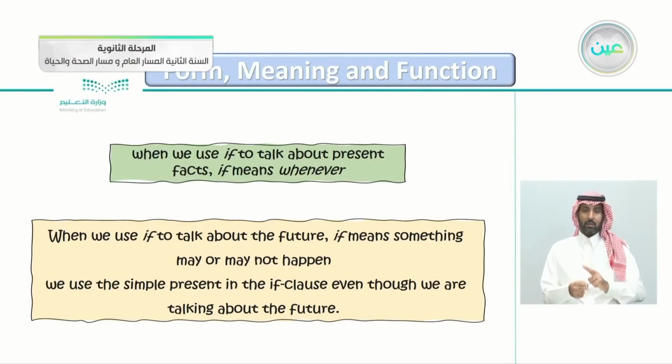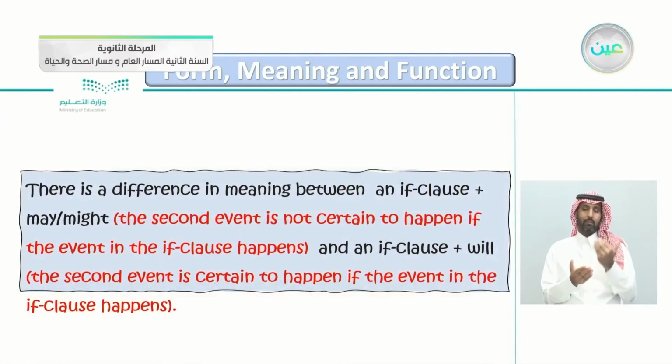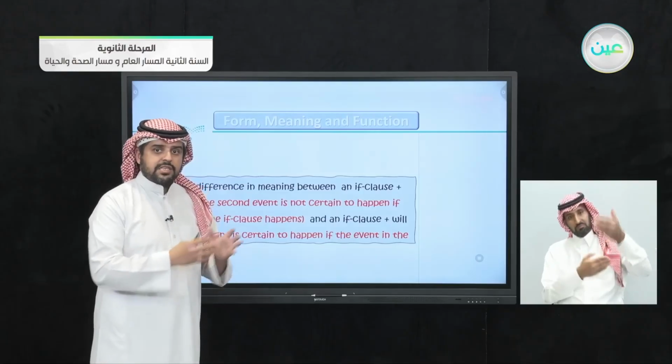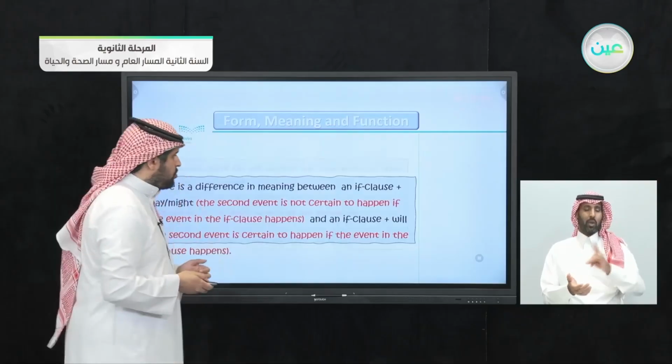When you use the simple present in the if clause, even though we are talking about the future, of course, this is mentioned before. There is a difference in meaning between an if clause plus may and might. The second event is not certain to happen if the event in the if clause happens. And with if plus will, the second event is certain to happen. As mentioned before, when in the result clause we say will, we know that this is what's going to happen. If you say may or might, we are not sure.